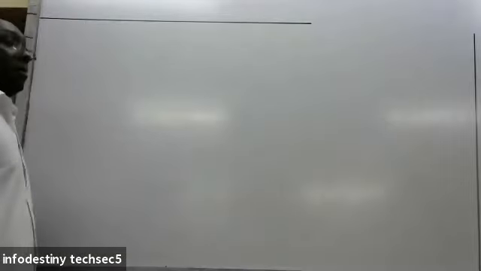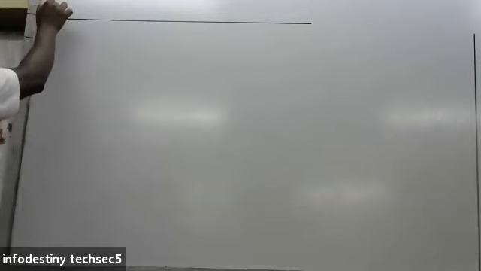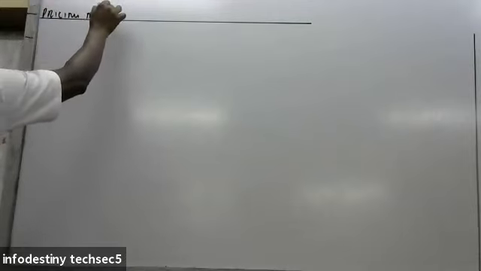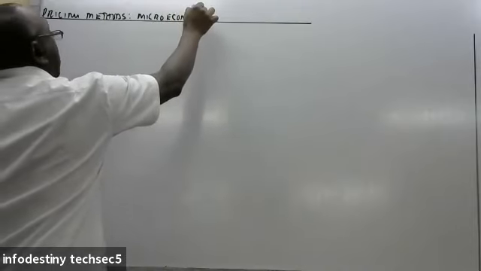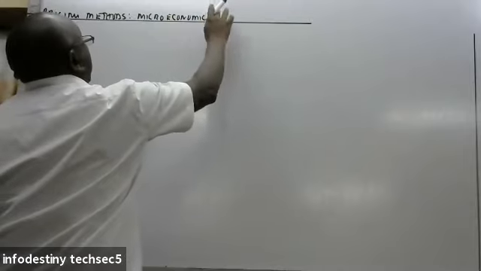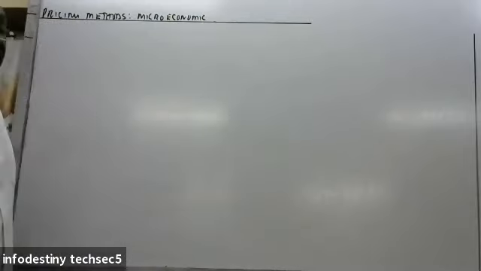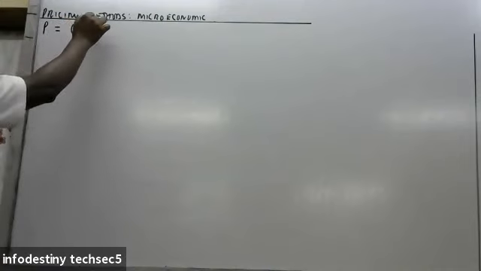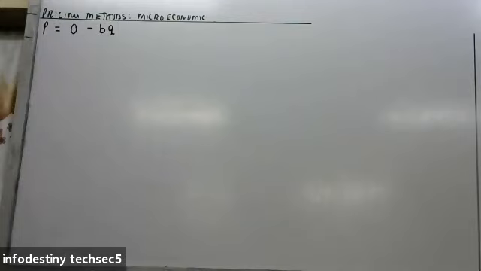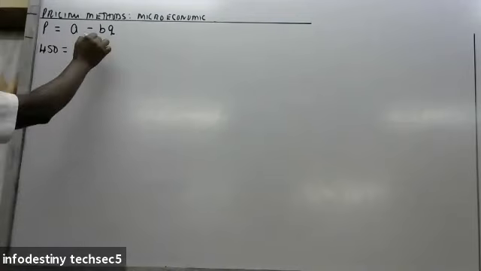Good. So the other one I have read is coming from pricing methods, what we call microeconomics. Under microeconomics, we say that P is equal to A minus BQ. We are told at a price of 450, demand is equal to 125,000.